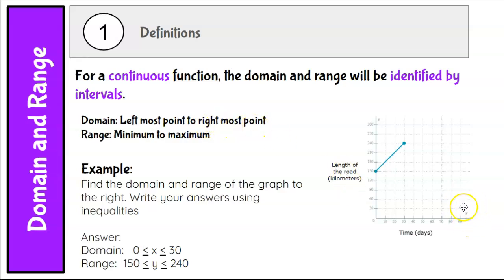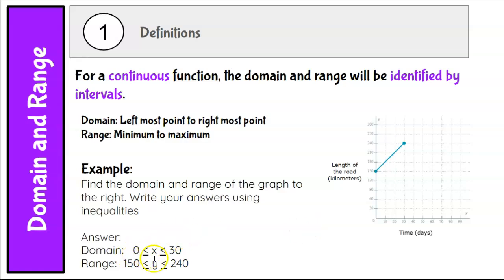So domain is x's, right? And x's go from left to right. So if you're doing domain, that's your x's, that's your inputs. You're going from left to right. So what's the furthest left that this graph goes? It's 0. And we're going to identify what's on the x-axis here. And what's the rightmost point? If I go the furthest to the right, I land at this point, and I want to go down to the x-axis here, and that's 30.